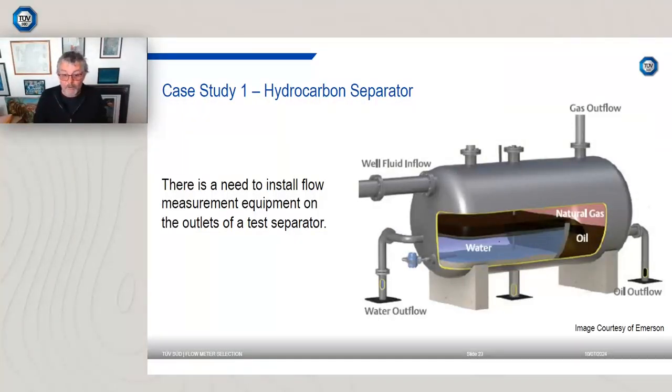So for case study number 1, we're going to look at a very common separator. This is obviously oil and gas related, but most oil and gas extraction points, whether they're onshore or offshore, will have a separator where multi-phase fluid comes in, oil, water and gas combined. It's separated by physical and chemical means, but mostly physical means. And then we measure the gas, the water and the oil coming out of the separator.